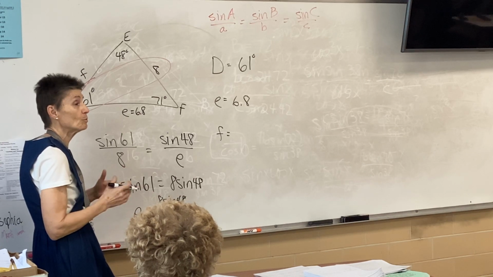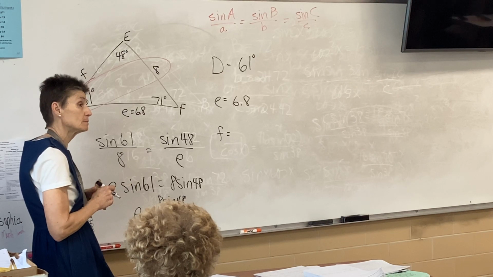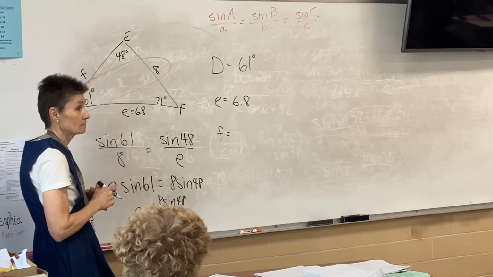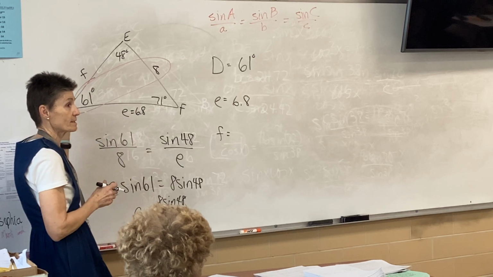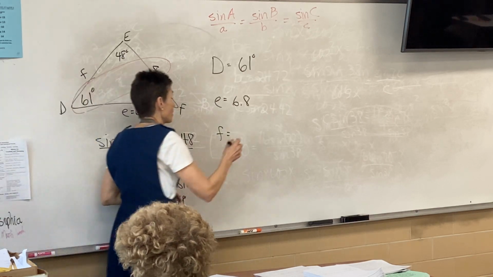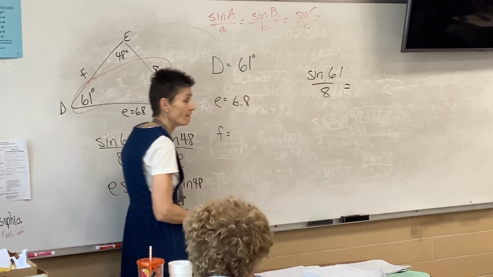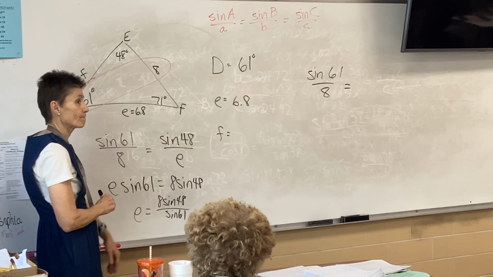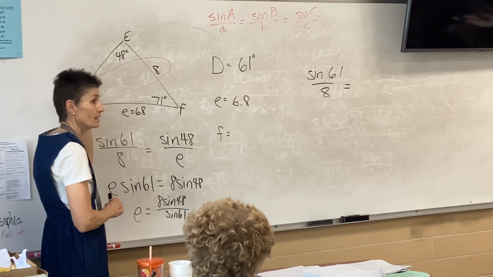All right, we're gonna go back and do what we just did. So what did we do to find E? Always go back to your pair. So we'll start with sine 61 over 8. And this time, since we're looking for F, we'll set that equal to sine 71 over F. Yep.